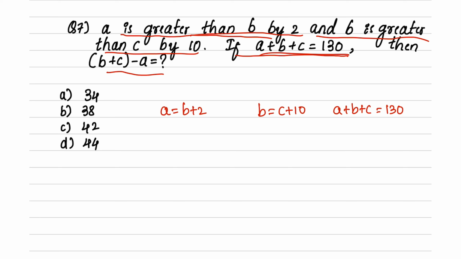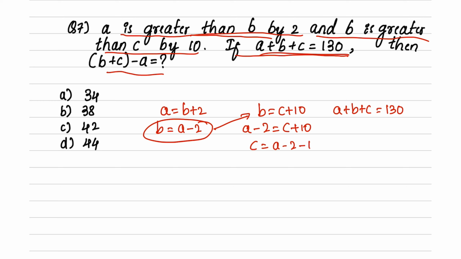I will write this one as b equal to a minus 2 and this one I will substitute here. So it will be a minus 2 equal to c plus 10. c will be a minus 2 minus 10. So finally c will be a minus 12. So we got both the values, here the b value and here the c value. Let us substitute in this one.